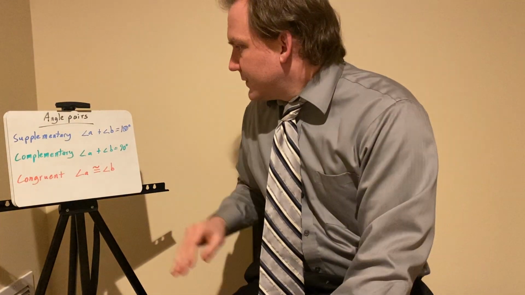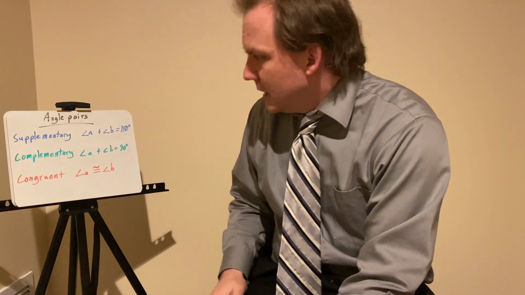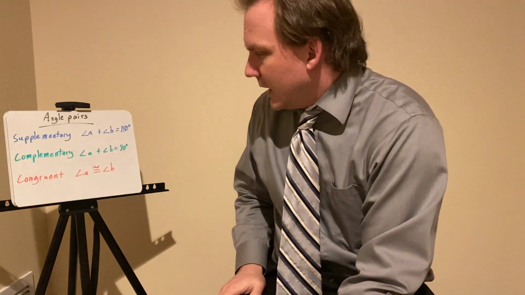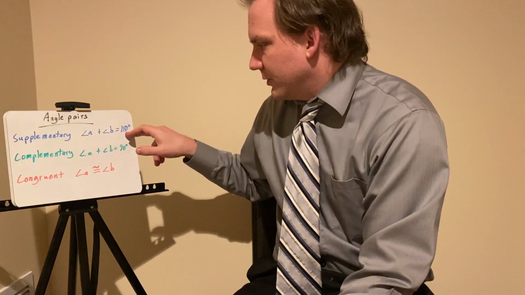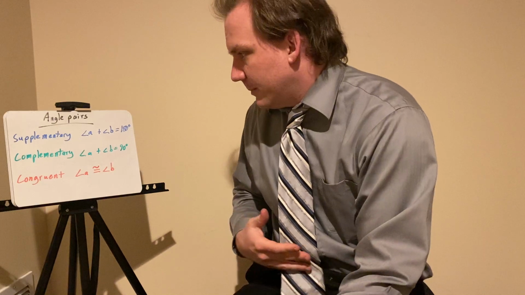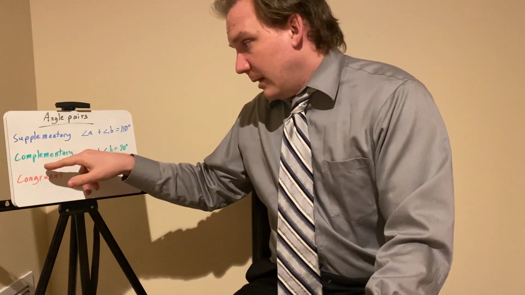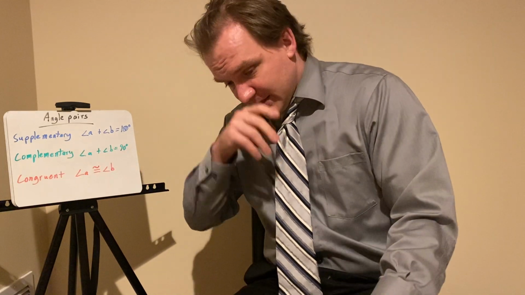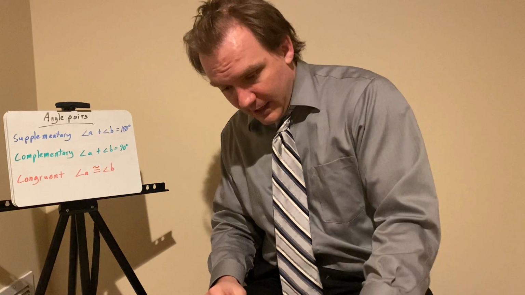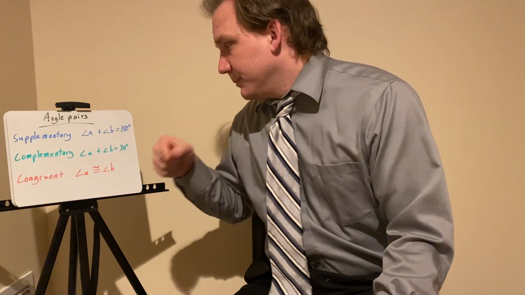Okay, so angle pairs. Now we're getting into relationships between angles. You could have supplementary angles, and that's when you have angle A plus angle B equals 180 degrees. That's supplementary. I remember that because that's super big, right? That's the 180, versus complementary, which is angle A plus angle B equals 90 degrees. So if you add two angles together and they equal 90 degrees, they're complementary. If they equal 180 degrees, they are supplementary.